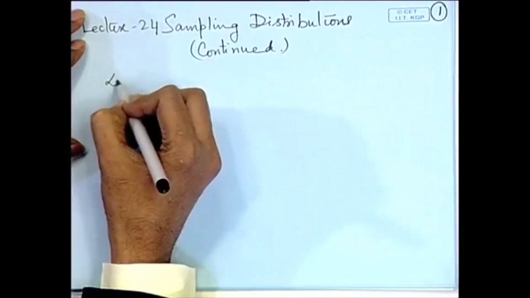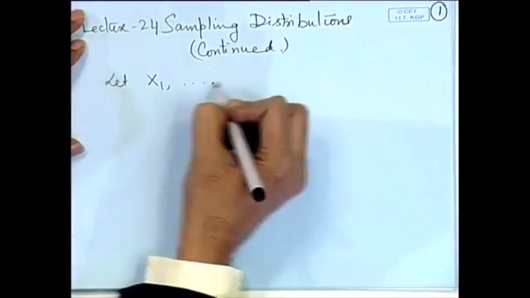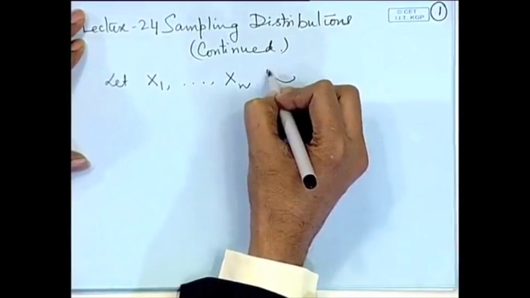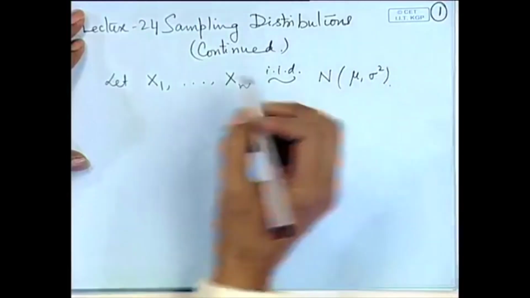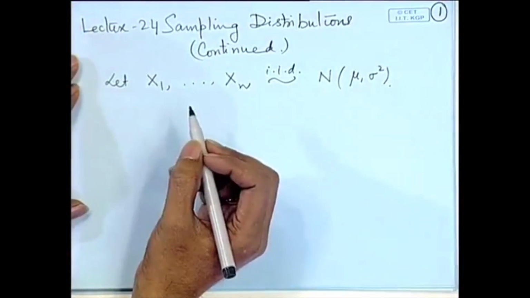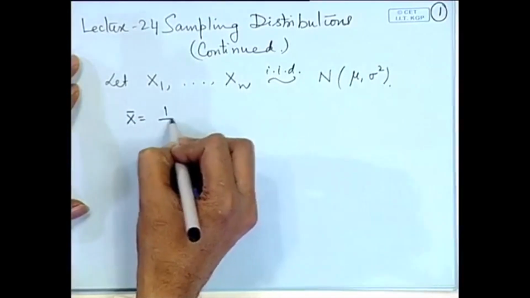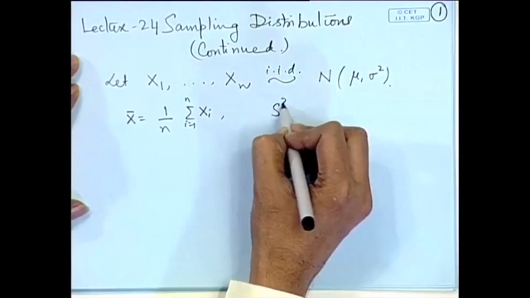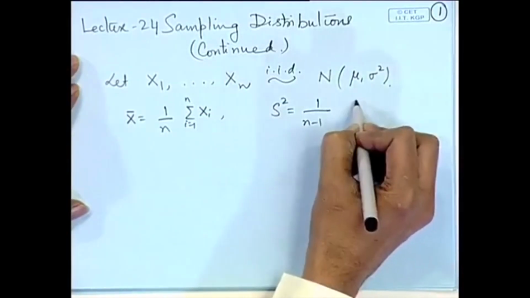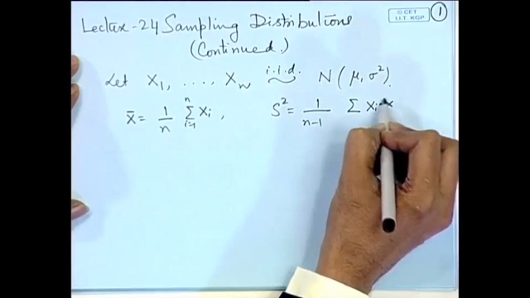Today, I will give an alternative derivation by the method of transformations for the sampling distribution of x bar and S square when we are sampling from a normal population. So, let us consider that x1, x2, ..., xn are independently and identically distributed normal(mu, sigma square) random variables. We want to derive the distribution of x bar, the sample mean 1 by n sigma x i, i equal to 1 to n, and S square, that is 1 by n minus 1 sigma (x i minus x bar) whole square.